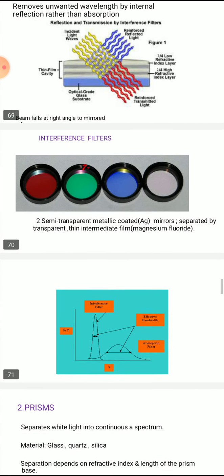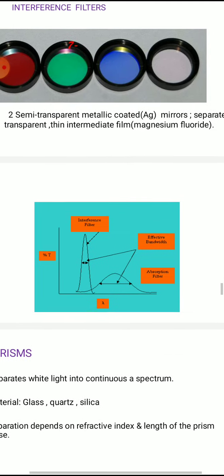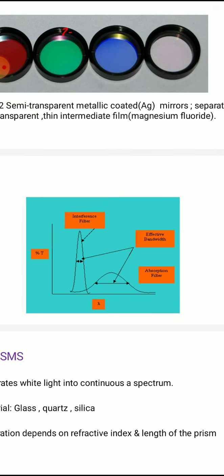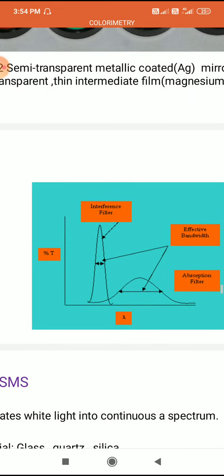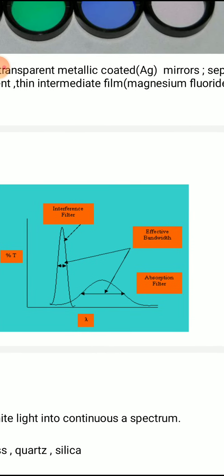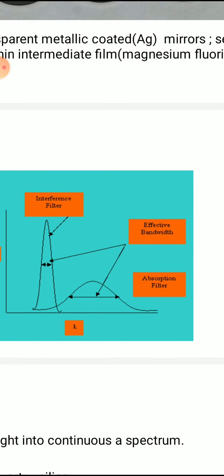This is the picture of interference filters, showing the spectral bandwidth. This is the spectrum of interference filters, which is narrow bandwidth. This is the spectrum of absorption filters, wide bandwidth. Interference filters bandwidth is narrow, absorption filters bandwidth is wide. You can see the picture again and again.